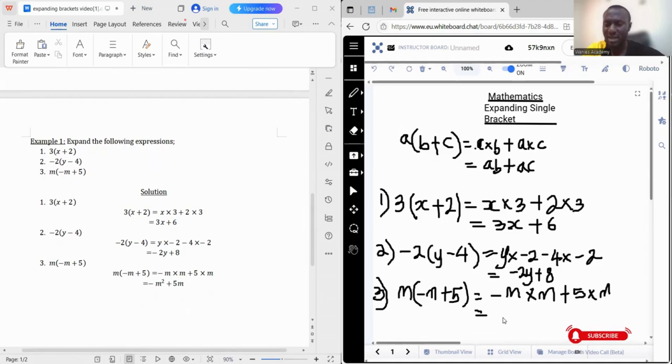-m multiplied by m should give us -m squared, plus 5 times -m makes it -5m. Now we have -m squared minus 5m. These two are unlike terms, therefore we cannot simplify further than this.